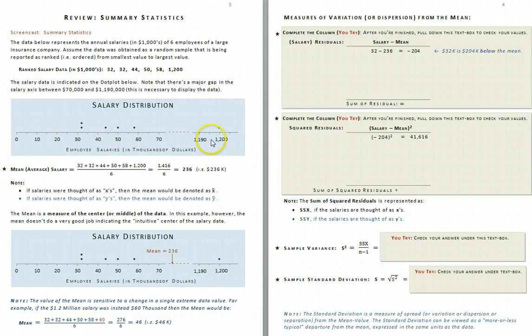Here's a dot plot of the salaries. The two $32,000 salaries, the $44,000 salary, $50,000, $58,000, kind of a big space, and the $1.2 million salary.